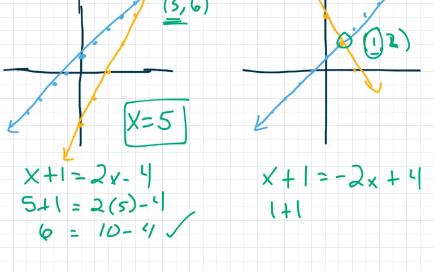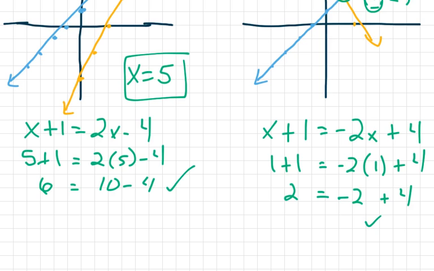So I'll have 1 plus 1 equals negative 2 times 1 plus 4. 1 plus 1 is 2. Negative 2 times 1 is negative 2, plus 4. If I owe $2 and I give somebody 4, my change is 2. So this does work as well. So your other answer is x equals 1.